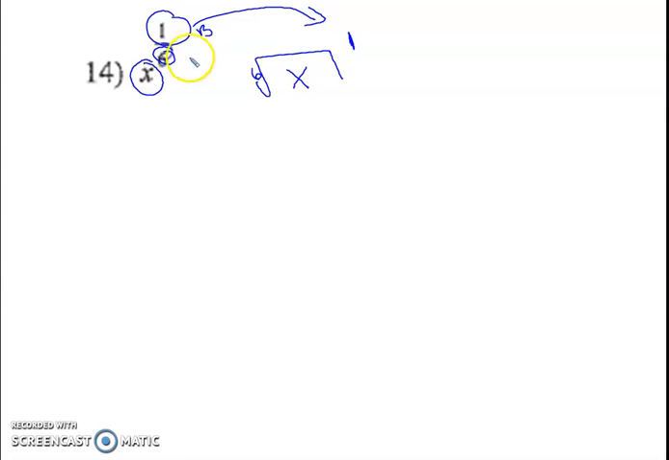All right, number 14. Now we're going from rational to radical. X to the 1/6. My base becomes what goes under the radicand. This goes under the square root. The bottom number goes out front, and whatever the top number is goes to the back. Back, front.